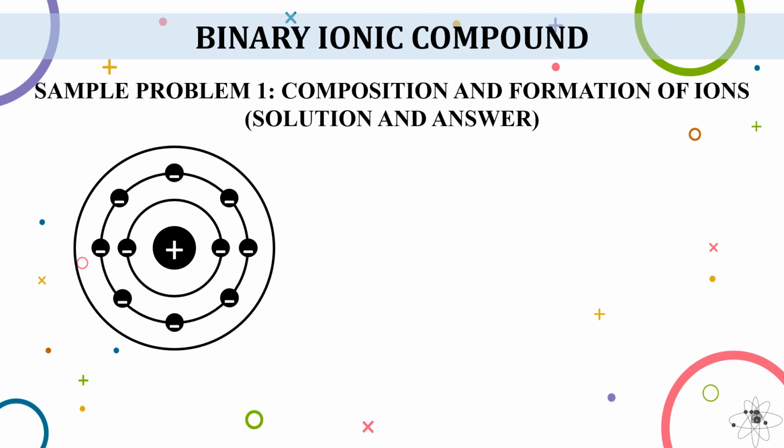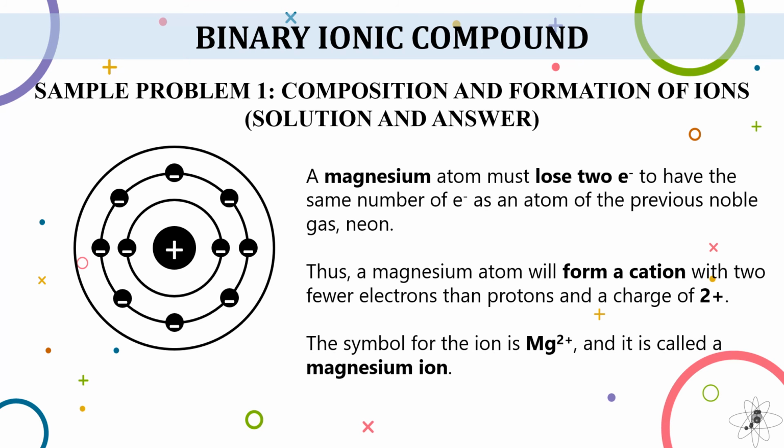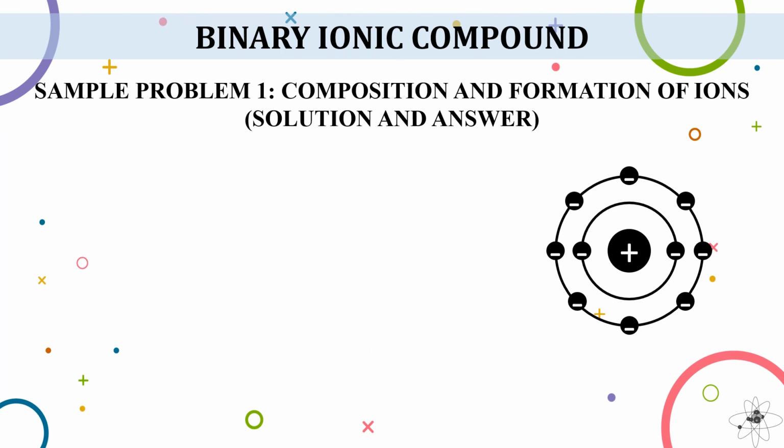Please remember that magnesium's position in the periodic table, group 2A, tells us that it is a metal. Metals form positive ions or cations. On the other hand, nitrogen's position in the periodic table, group 5A, reveals that it is a nonmetal. Nonmetals form negative ions or anions.